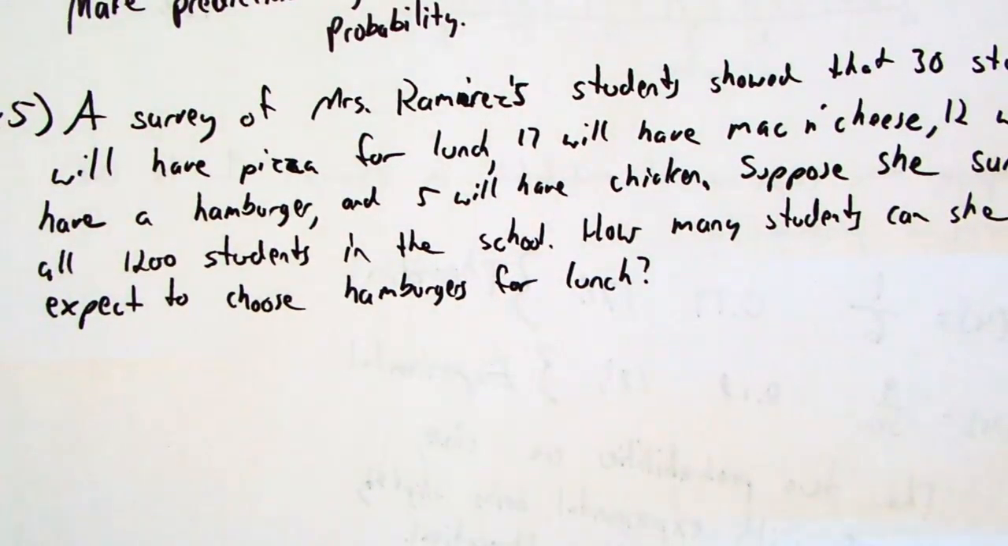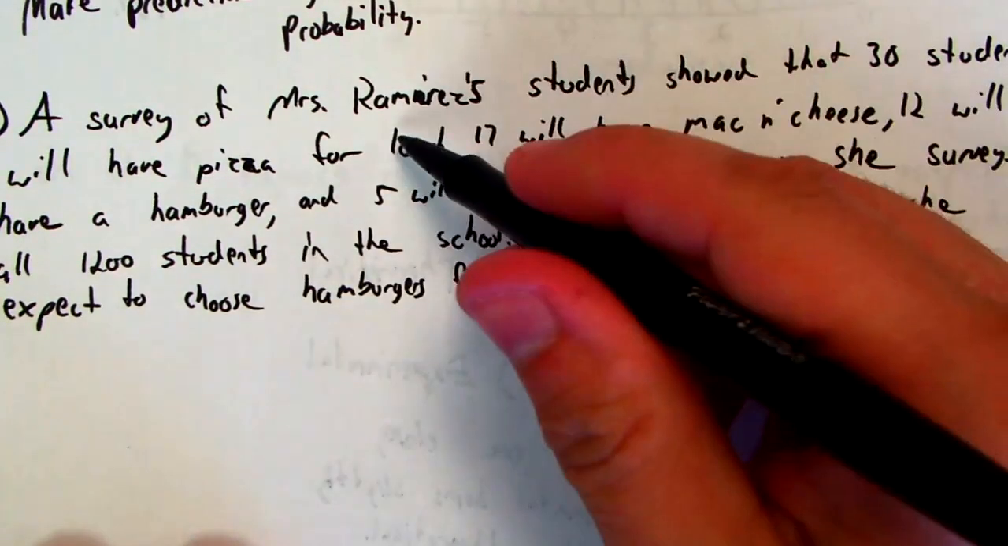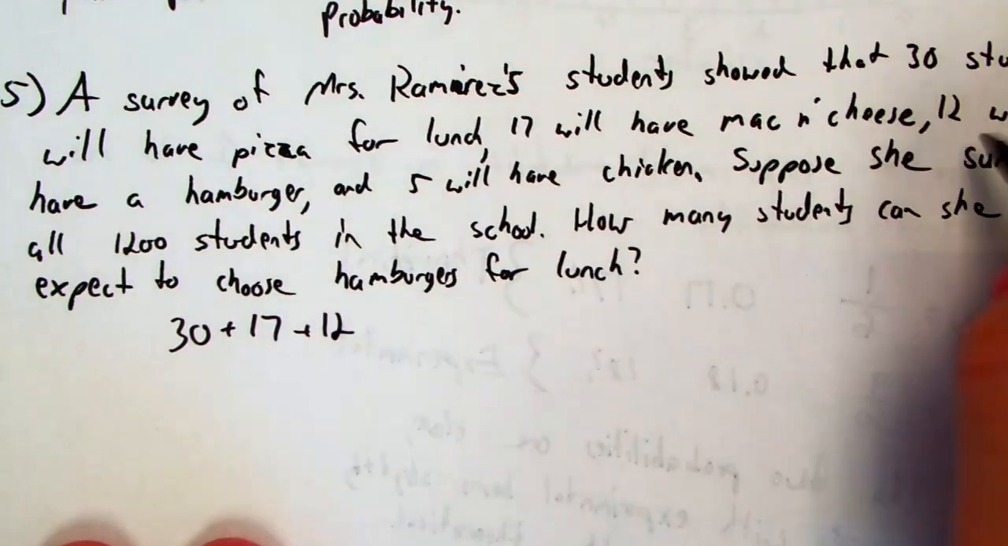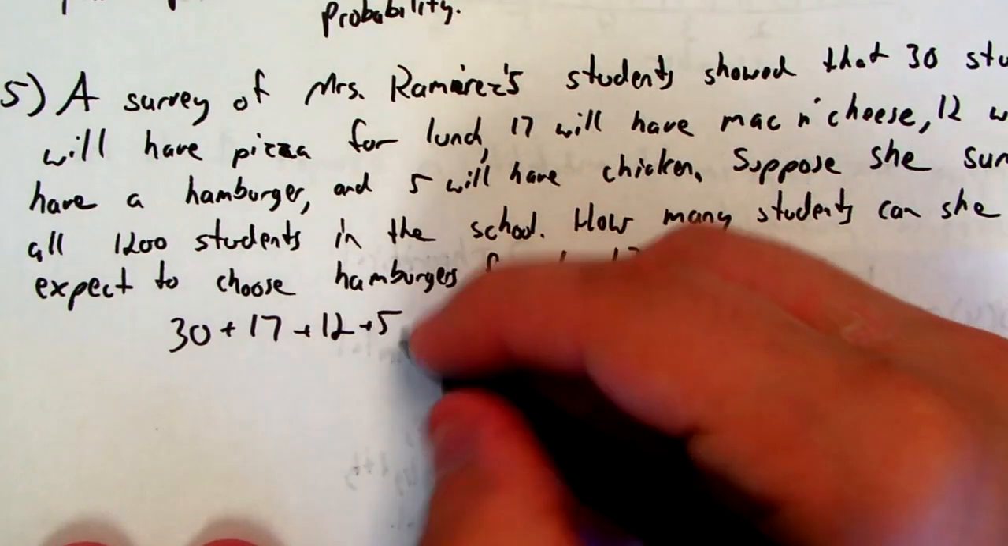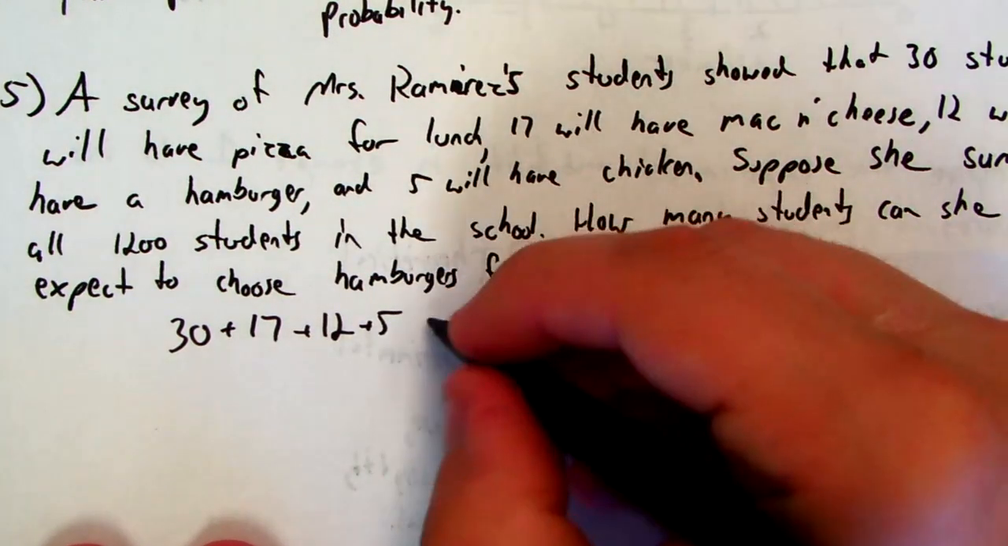Now, example 5. It says a survey of Mrs. Ramirez's students showed that 30 students will have pizza for lunch, 17 will have mac and cheese, 12 will have a hamburger, and 5 will have chicken. Suppose she surveys all 1,200 students in the school. How many students can she expect to choose hamburgers for lunch? So, what we're going to do is make a proportion. What we want to do is figure out how many students total Mrs. Ramirez has. So she had 30 that picked pizza, 17 that picked mac and cheese, 12 that picked a hamburger, and 5 that picked chicken. If I add these up, 30 and 17 is 47, plus 12 is 59, plus 5 is 64. So there are 64 students that she surveyed.